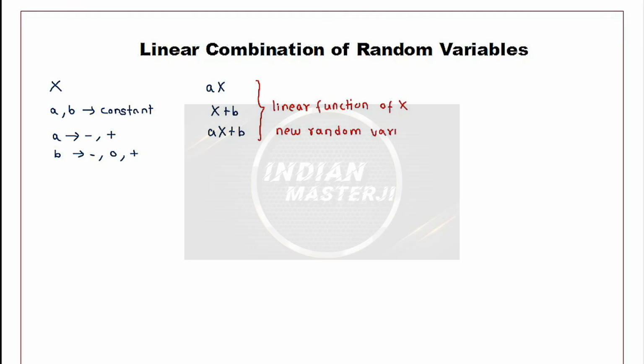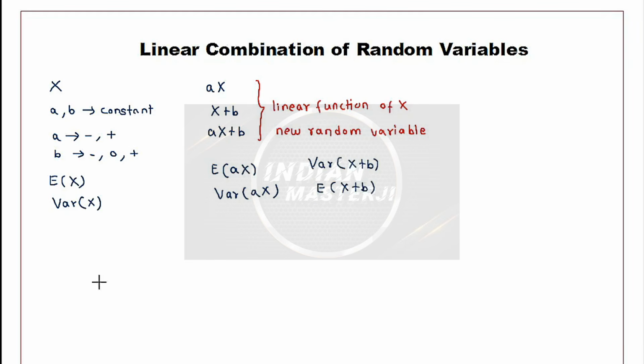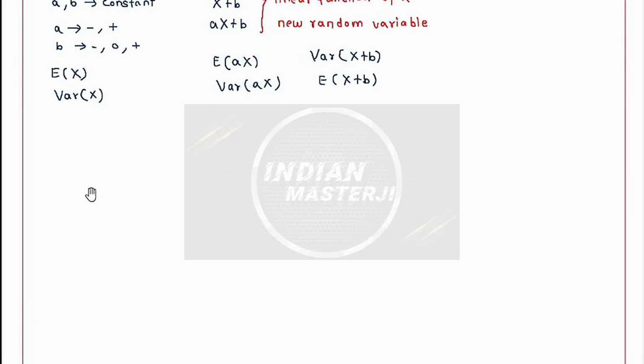Now this x basically will have its own mean or expectance, and it will have its own variance. So if that is the case, then we need to find what will be the mean of ax or variance of ax. Similarly, we have to find the variance of x plus b or mean of x plus b. So how do we find this particular thing? To understand this, let's take an example.